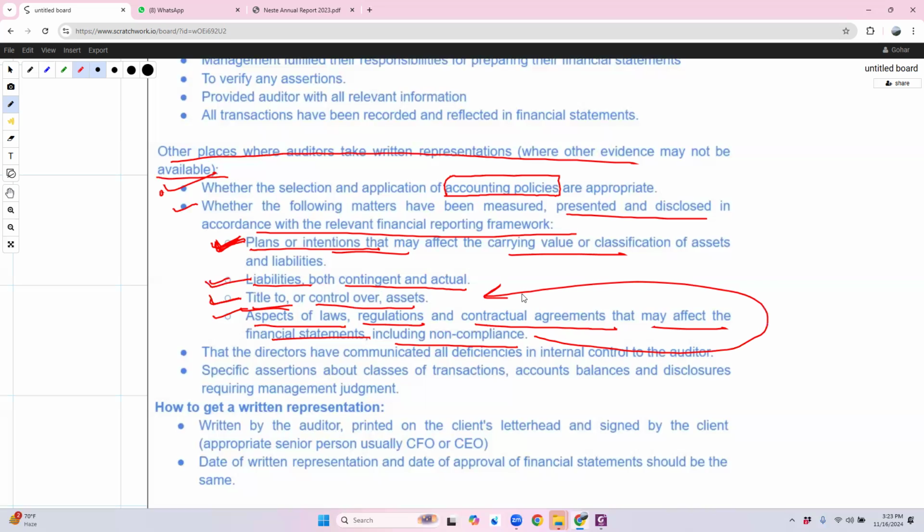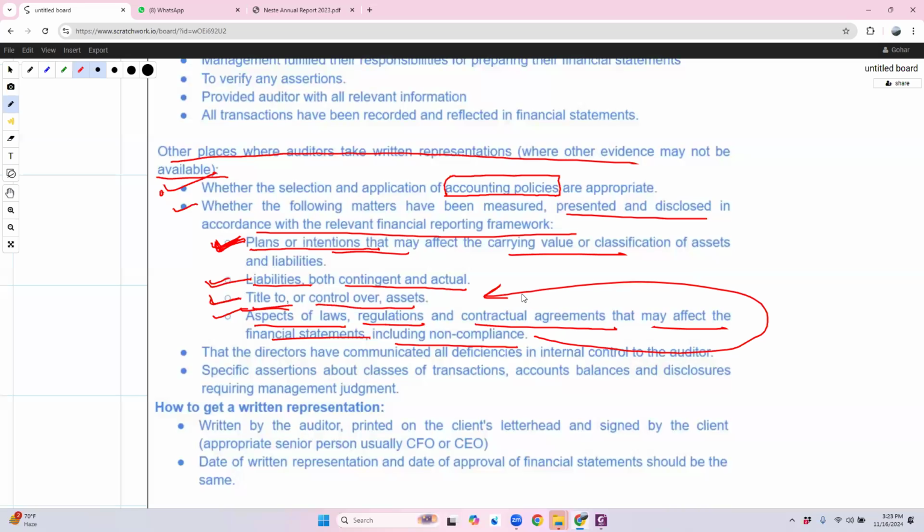I just explained it to you once again, and I don't think I need to explain it to you once again. The first thing that you are doing is obtaining a written representation from management. That's the very worst and dumbest thing that the auditor can do.